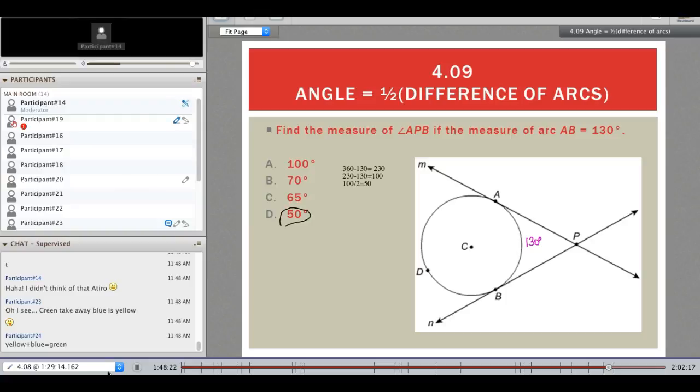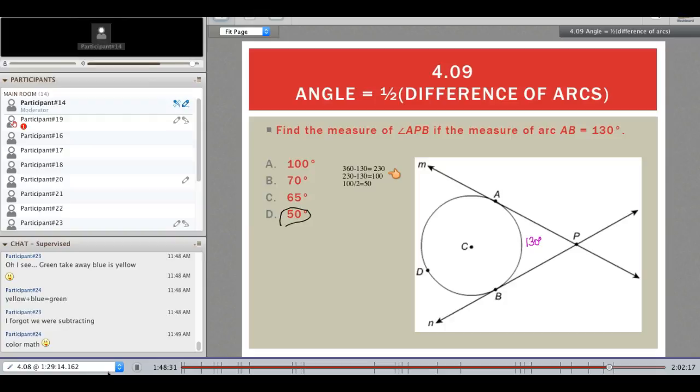And he said, okay, well, I know the whole circle. If I went from point A all the way around to point A, I know that's 360. So if I subtract 130 from 360, I'm going to get the other arc that they aren't giving me. Yeah, I see what you're saying now about color math. Yes, I like that, Atiro. Very good.